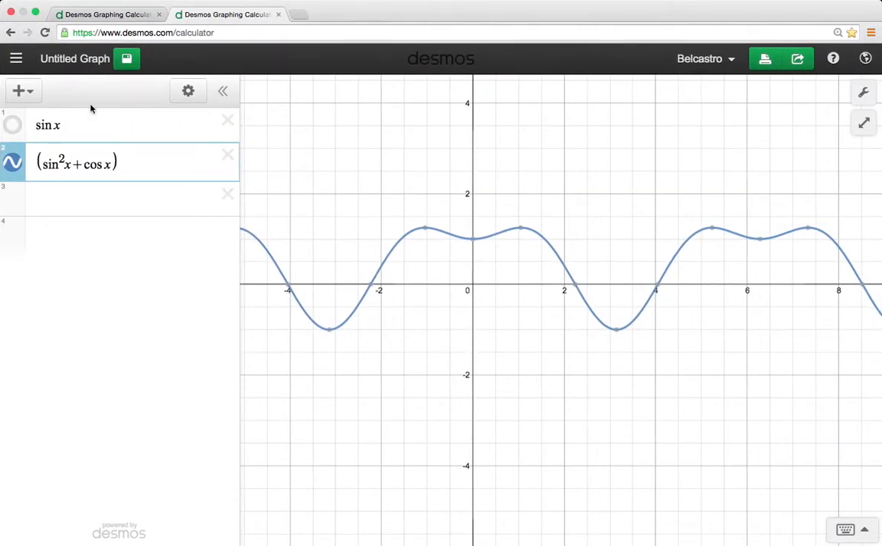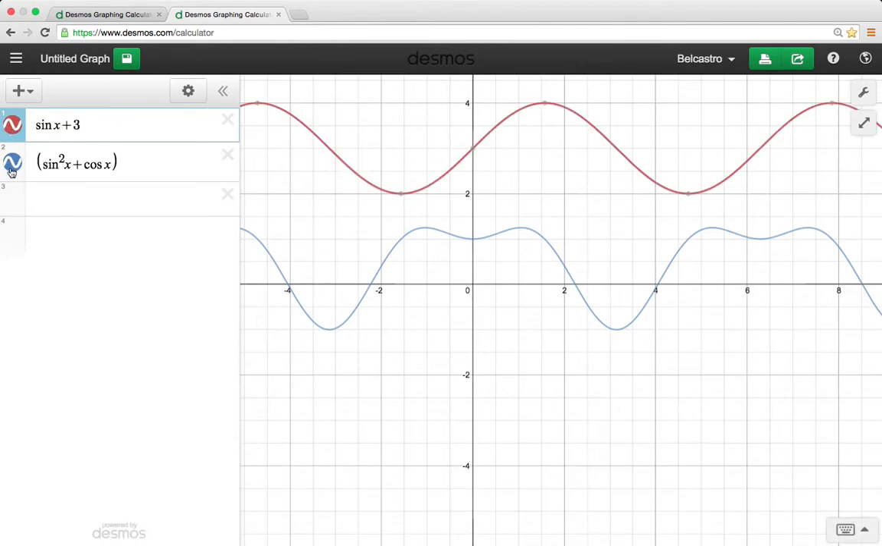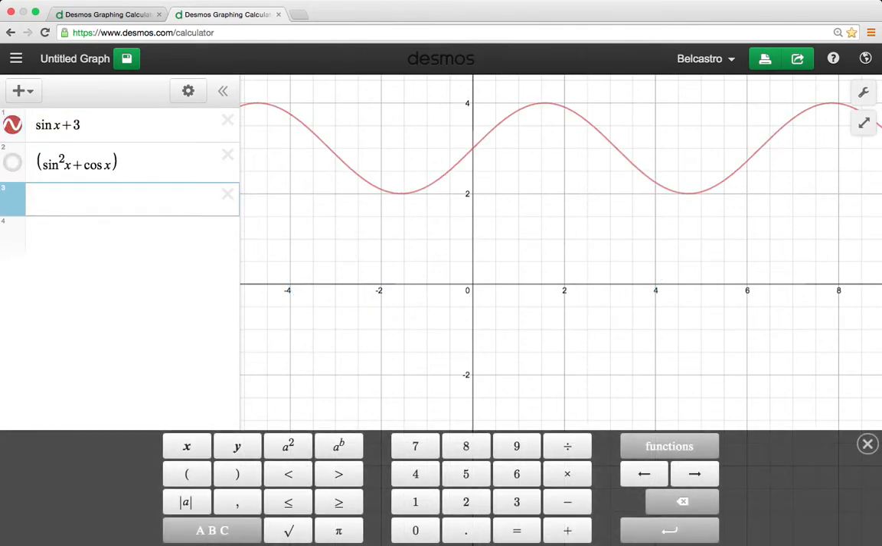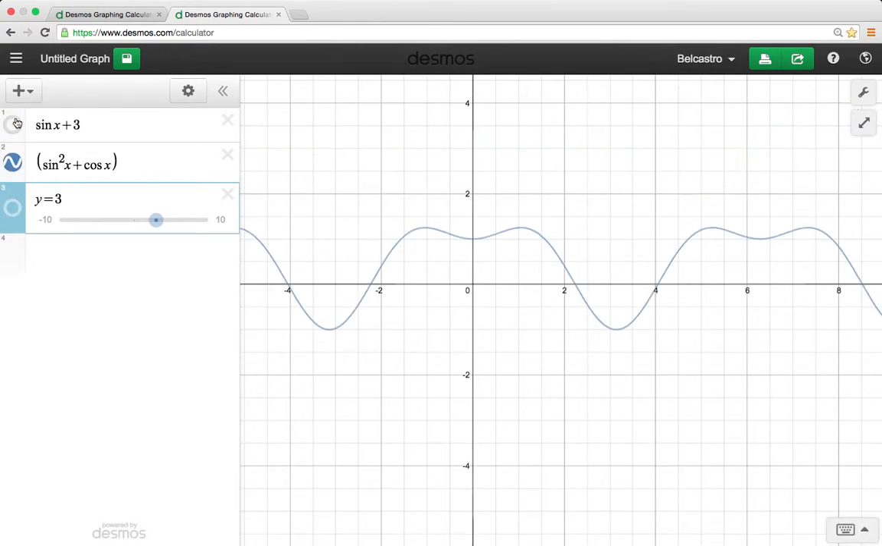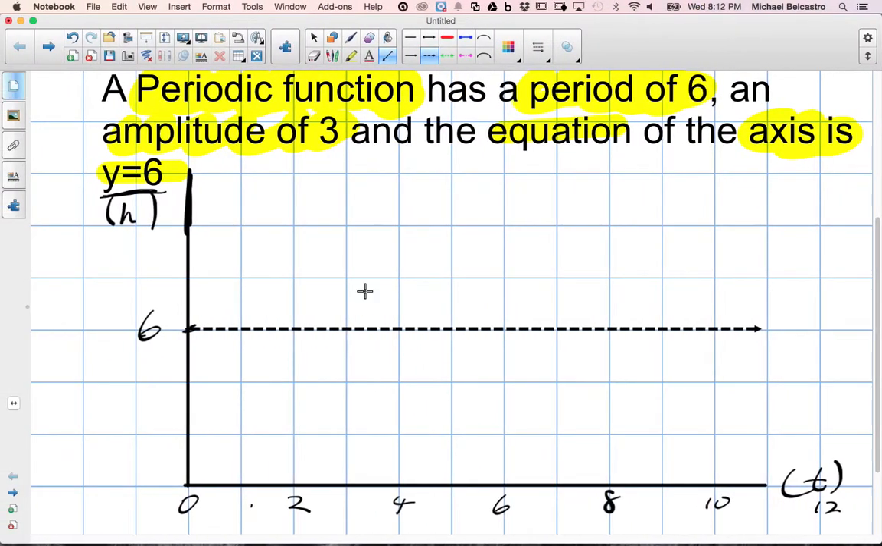Okay? And an example of that, I'm just going to move this one up a little, 3. Okay? There would be an imaginary line, y equals 3. This green one would be the equation of the axis of this one. It cuts right through the middle of it. The reason I moved it up is because you'll see in the other one, it might be a little harder to see, this one's at 0. That's where the middle is. So that's cutting right through the middle of that function. So ours is cutting through at the value of 6.